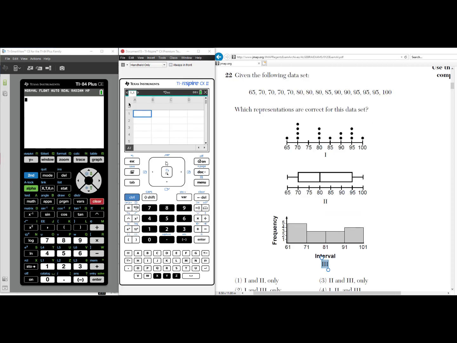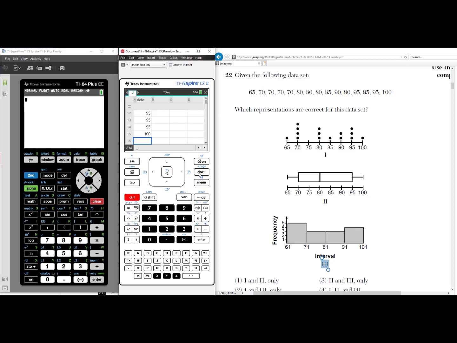For number 22, the TI-Nspire is the best model to use. I'll scroll up, I'll give a column heading, and now I'll enter in the data given. 65, enter, 70, enter, 70, 70, 70, 80, 80, 80, 85, 90, 90, 95, 95, 95, and 100. There are 15 entries.